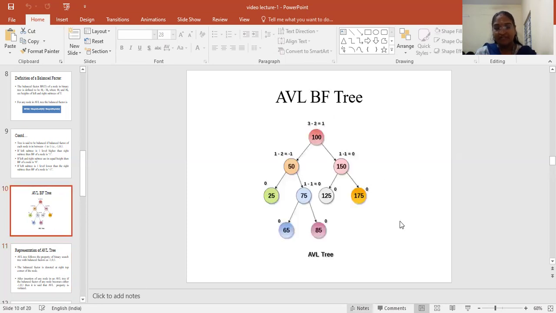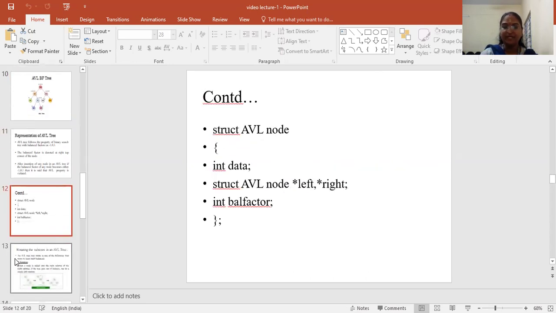Means after calculating all these, if the balance factors are in between -1, 0, and 1, then it is called a perfect AVL. If in any case it ranges to 2, 3, 4 beyond 1, or -2 beyond -1, then that is not considered as an AVL tree. Clear everyone? Now coming towards the structure of that particular node.